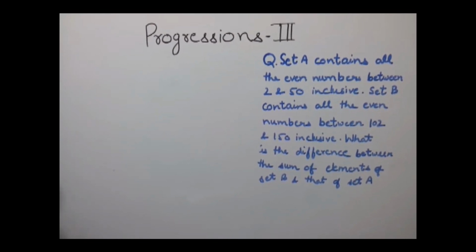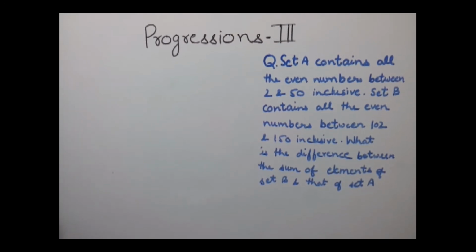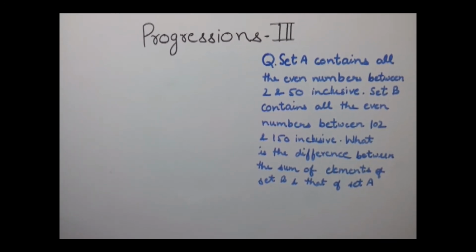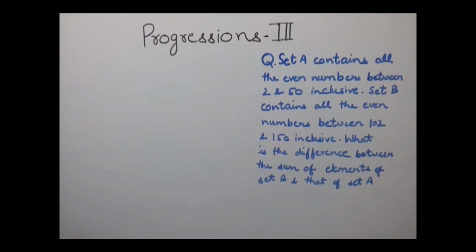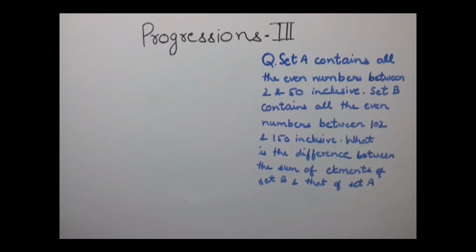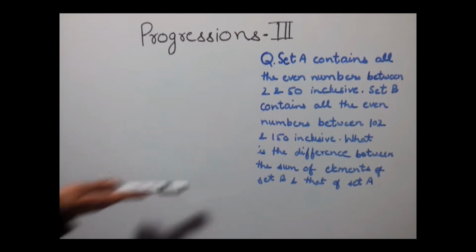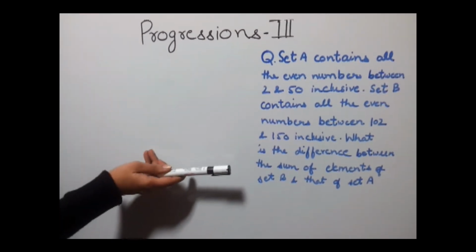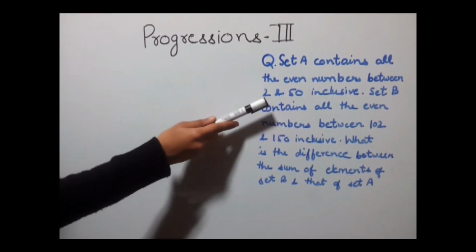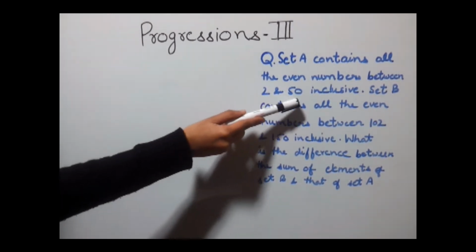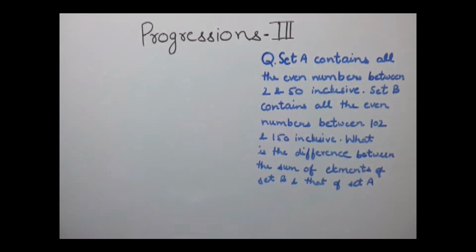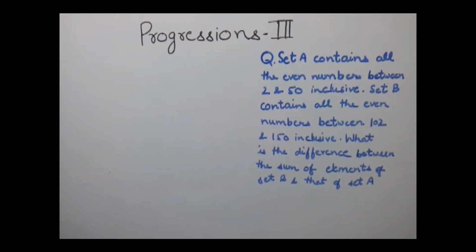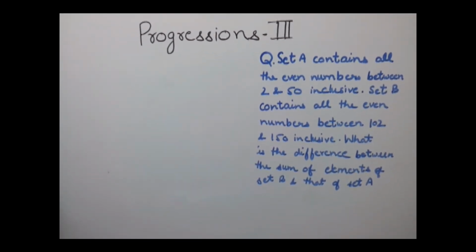So, there are two ways of solving this question. One is the general method and the other one is the shortcut. Let's first do this with the help of the general method. Now it is given in the question that there are two sets, set A and set B. We have to include the numbers 2 and 50 also, because inclusive is given here. Inclusive means that you need to include these numbers within the set.